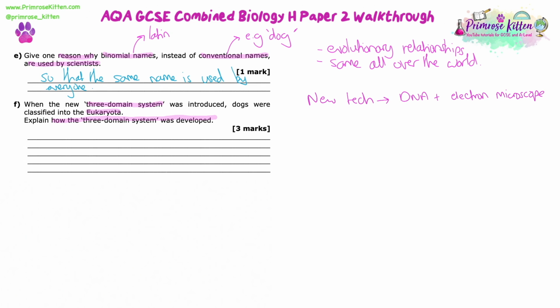Well, it allowed us to split the prokaryotes into bacteria and archaea, because we found out that they were actually significantly different from each other. They can't just all be lumped together as prokaryotes. They had to be in their own separate domains. Obviously the bacteria contains the normal true bacteria, and then we have the archaea, which are the extremophiles. So I'm going to use all this information to get my 3 marks for this question.